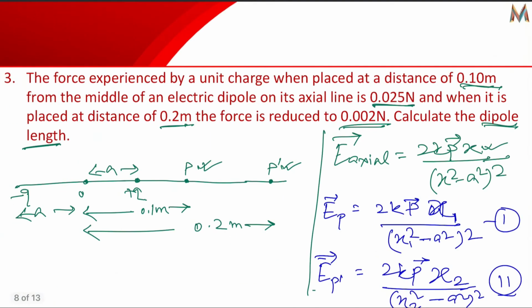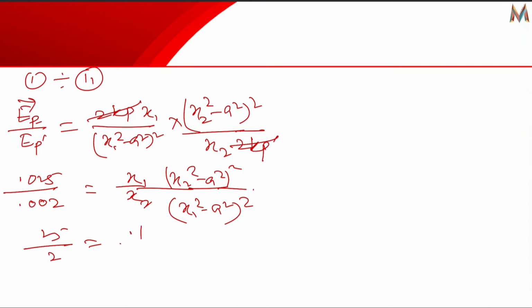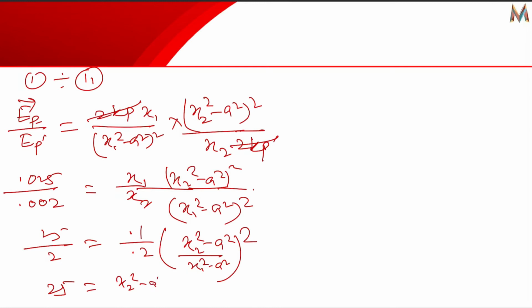x1 value is given how much? x1 is 0.1 and x2 is 0.2, that is given. So inside the bracket, this becomes (x2 square minus a square) by (x1 square minus a square) whole square of that we can write. So finally, this 2 will come to this side and the 2 will cancel, so finally we can write 25 equals to (x2 square minus a square) by (x1 square minus a square) whole square.